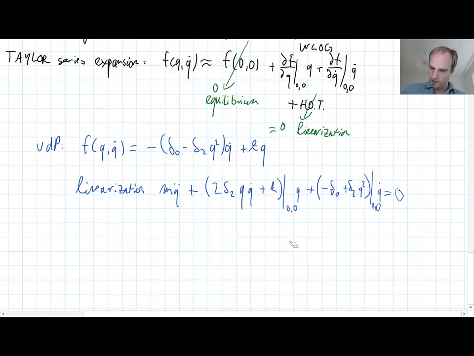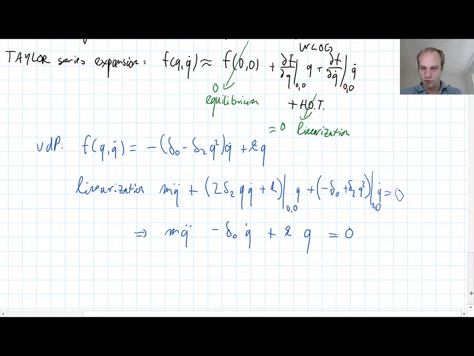So what does it give us? If we substitute 0 0, this term here vanishes, and here we get just the minus delta 0. So we can write down this, and we know exactly what the outcome of this equation is. This is a single degree of freedom spring mass damper oscillator with a negative damping, as we assumed delta 0 is 0. So we know what the solution is.